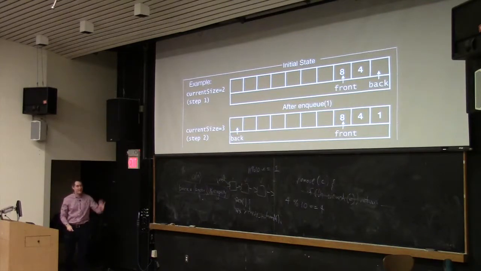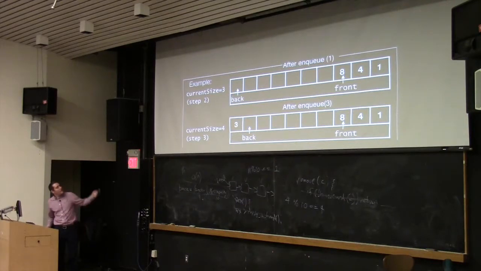If none of that made sense to you, that's OK. You can still do it with the if statement, or you can come see me and we'll talk about it. So this is what's happening after enqueue 1. You've put the 1 here. You've incremented back using our fancy back plus 1 mod capacity, and it ends up here. And the current size is now 3. Be very careful to keep the current size updated.